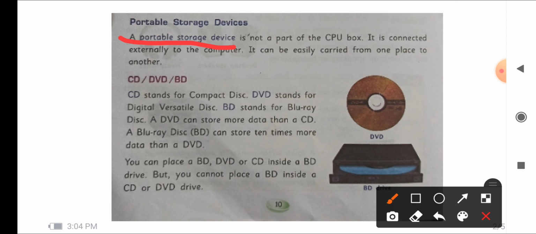Now let us see what some portable storage devices are. You have heard of CD, DVD, and BD. What are the full forms of these? We'll come to know now.